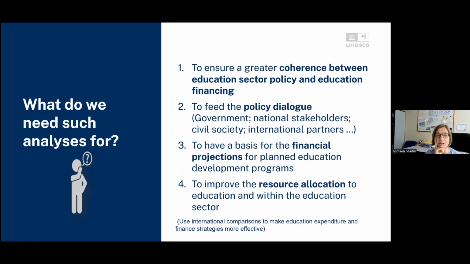So I think the overarching objective of this analysis is really to think about establishing a better coherence between education sector policy and education finance. And here we have two underlying questions. The one is, do we have enough funding to reach our policy objectives? And number two, is our funding allocated in the right manner to reach our education policy objectives? So we will look into these two items.